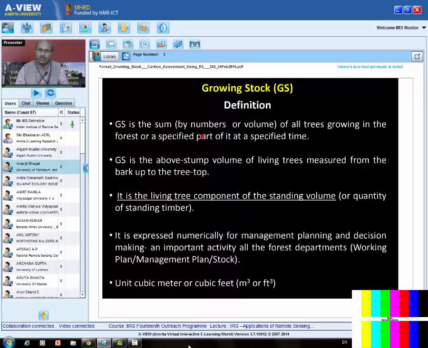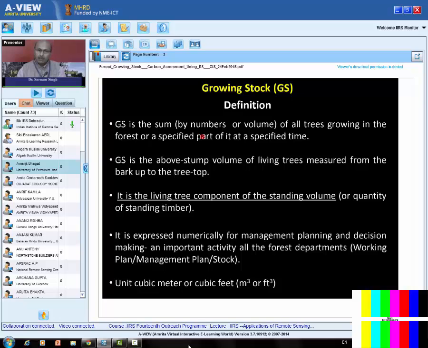Growing stock is the sum, by numbers or by volume, of all the trees growing in the forest or in a part of a forest at a specific time. Let us say, in 2015, in the Sal forest in Dehradun, the total number of trees growing or the total wood volume available in that area is called the growing stock. That means it is a living entity which is to be assessed.